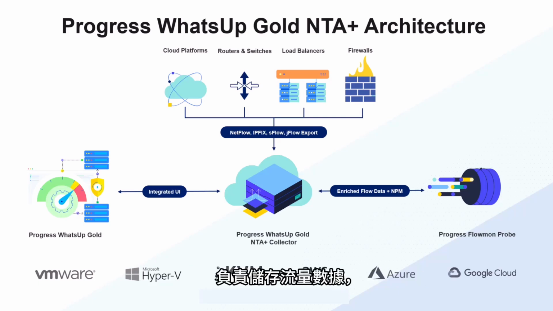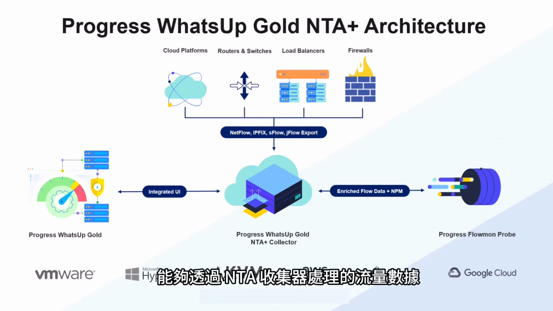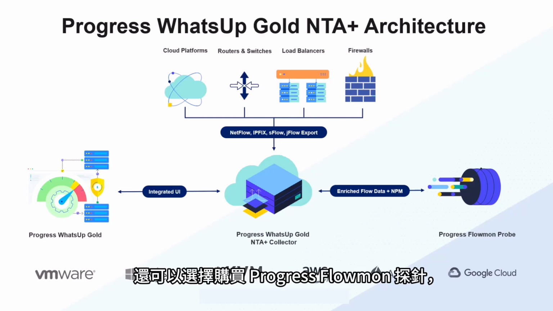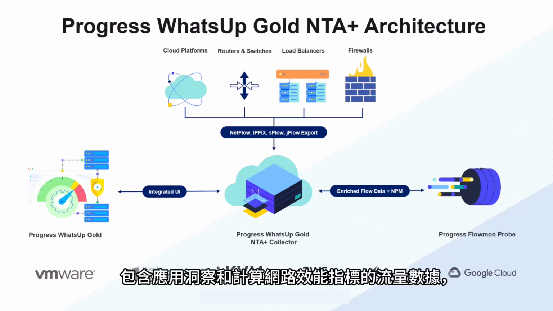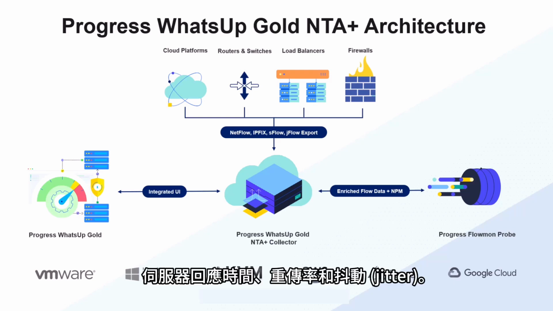is where your flow is stored and where you will analyze traffic, define custom alerting, define dashboards, generate reports, and more. WhatsUpGold provides a centralized UI experience populating essential charts and graphs from the flows processed by the NTA Plus collector via an integration between the two appliances. In addition, WhatsUpGold customers can elect to acquire Progress Flowmon probes in order to generate enriched flows containing application insights and calculated network performance metrics such as round-trip time, server response time, retransmissions, and jitter.